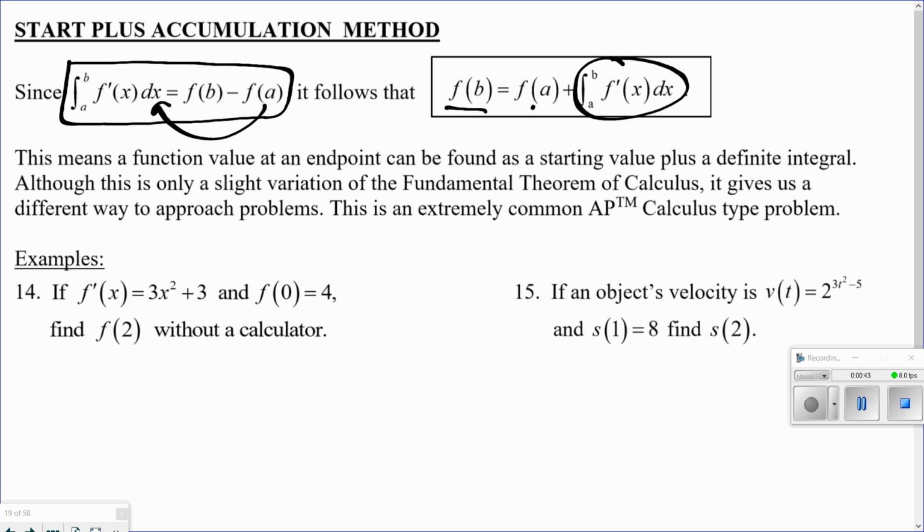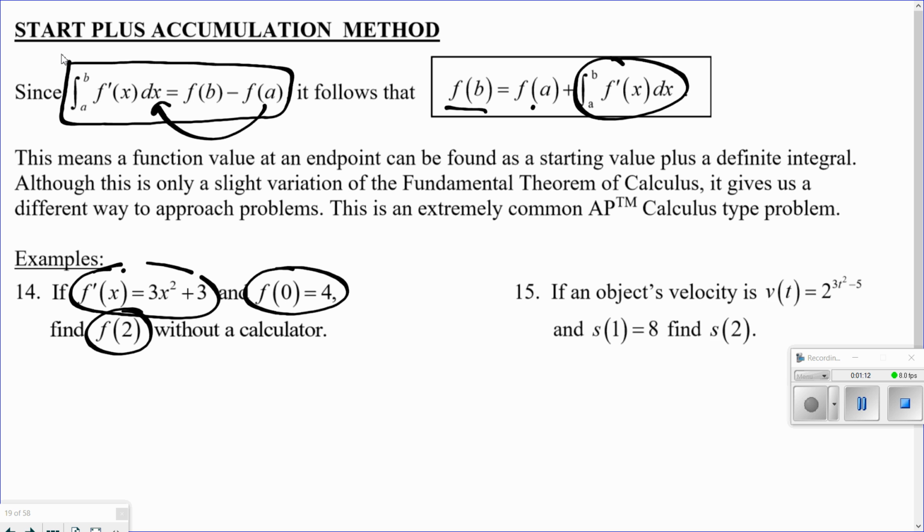We're just rearranging it. This is a really, really common problem on the AP test. So you're going to use this when you see this: if it gives you the derivative, and it gives you one point on the function, and then it wants you to find another point on the function.